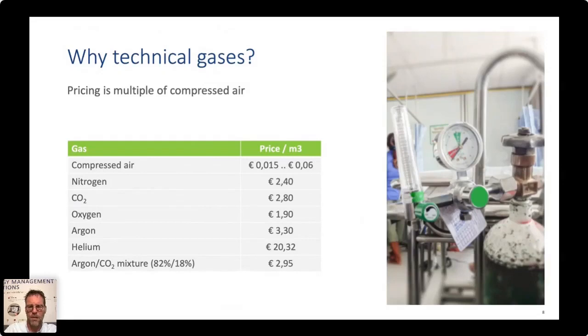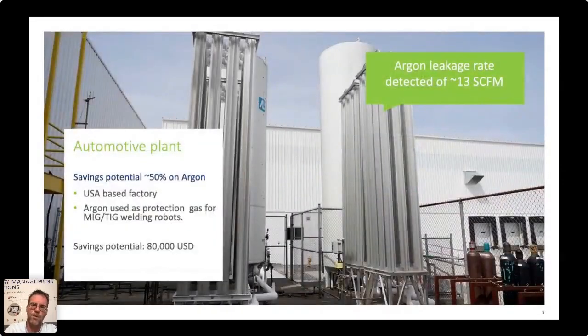So, and let me illustrate this by the next case, which was in an automotive plant, where they use a lot of argon for welding. And in this case, all this argon was basically generated on site, as you can see on the picture. And then it was moved towards the machines through pipes, which was still okay.